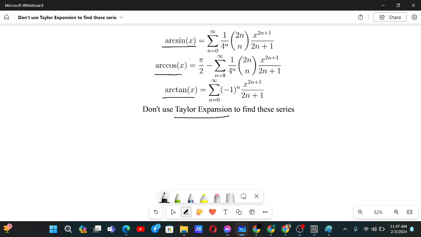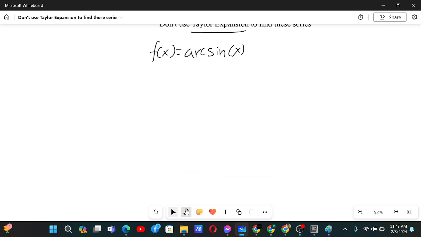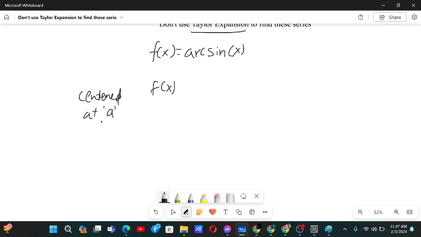Okay, so basically let me show you why it's difficult. Let us take f of x equals arc sin x, and let us try to find its series using the definition of Taylor expansion. The definition is the expansion of f of x centered at a. That means the center of convergence is a.